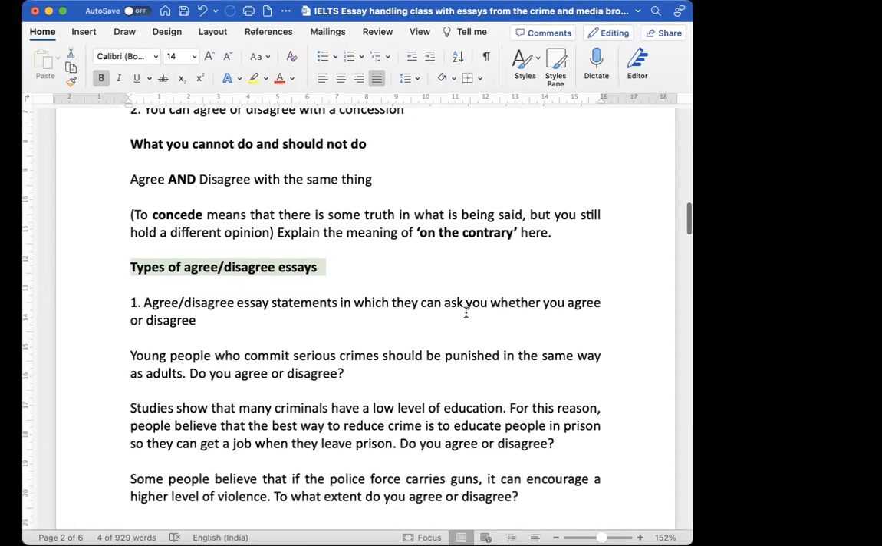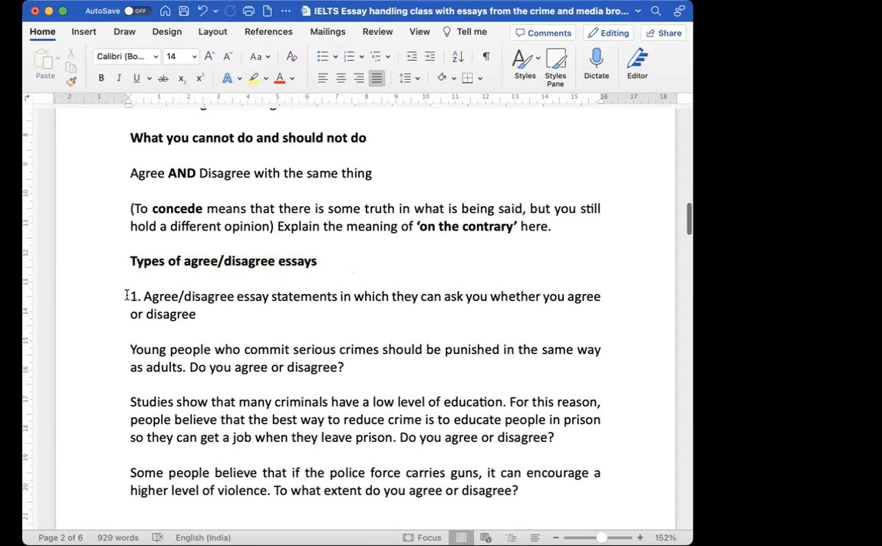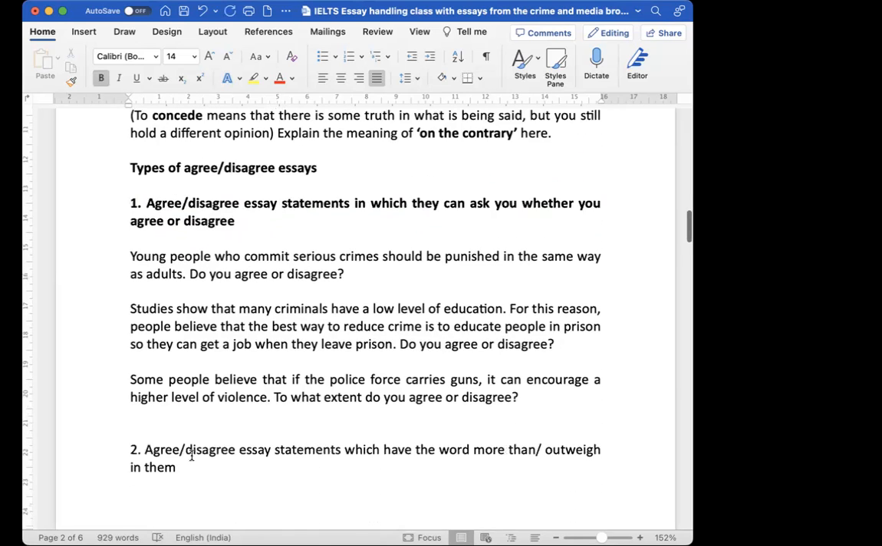Further, we have done types of agree/disagree essays. You know, there are 3-4 types of agree/disagree essays. One is simple, as I told you. These are the examples I have taken from the crime essays. Young people who commit serious crimes should be punished in the same way as adults. Do you agree or disagree? तो जो young people है, जो serious crimes करें, उनको सेम पनिशमेंट दो जैसे बड़ों को देते हैं. एग्री करते हो कि डिसएग्री करते हो?